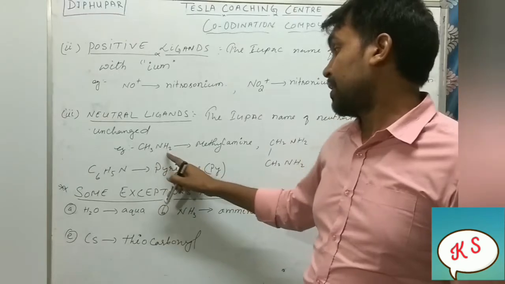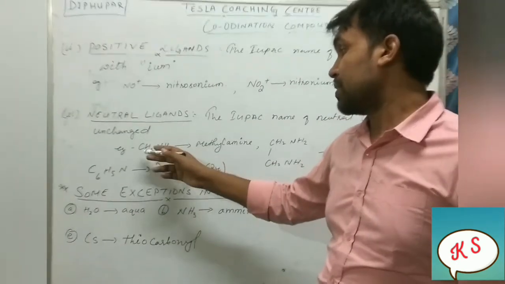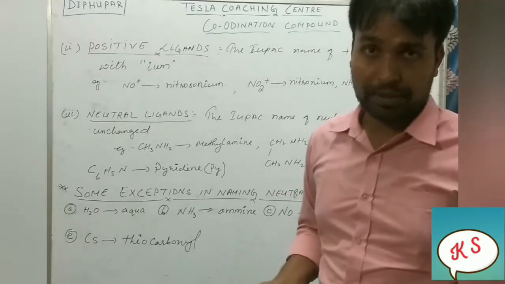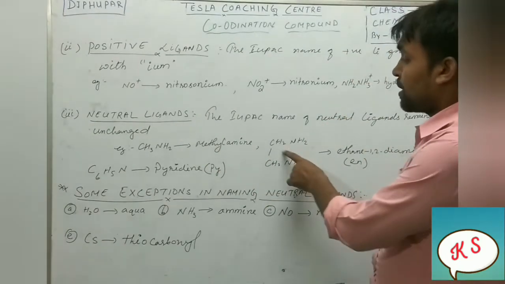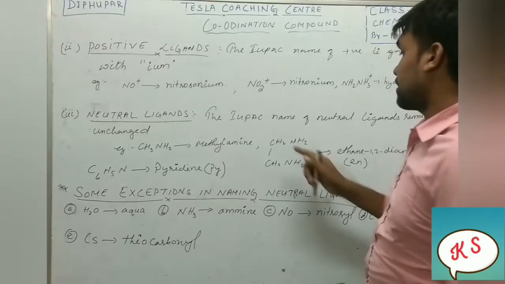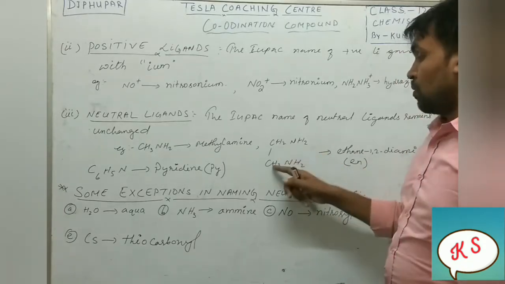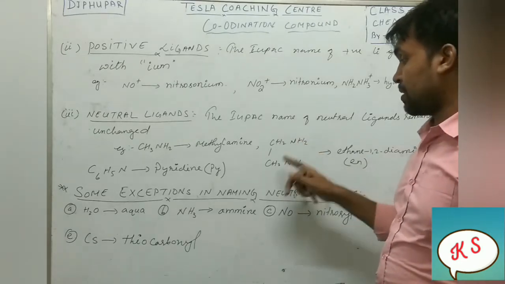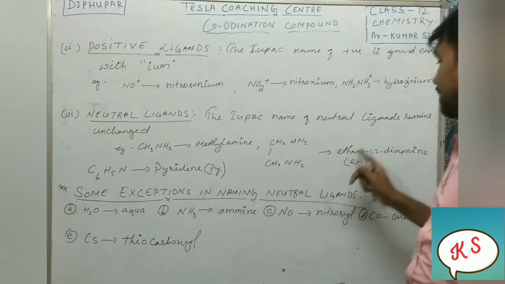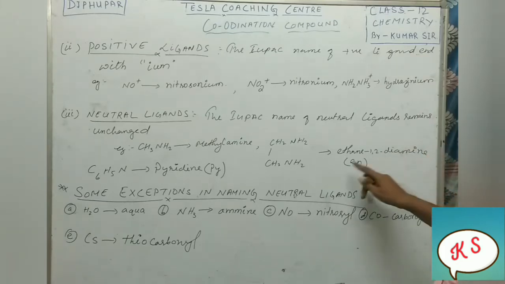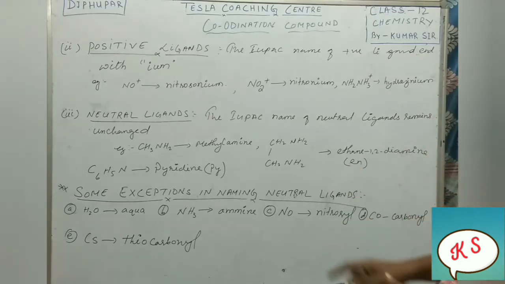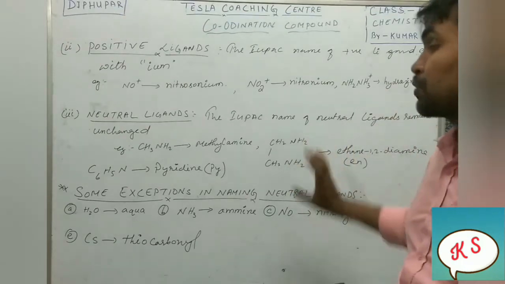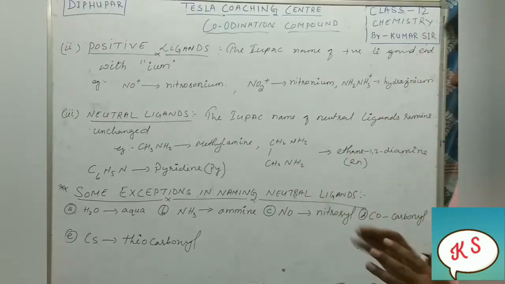So CH3NH2, its common name is methylamine, so we write methylamine only. Next, NH2CH2CH2NH2, that is nothing but ethane. Two carbons are there, so ethane, with amine at the first position and also the second position. So ethane-1,2-diamine. Its short form is en. Whatever name it has, the same name we write, because it is a neutral ligand.